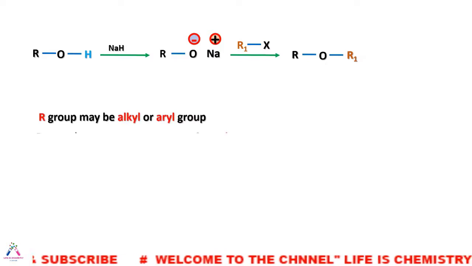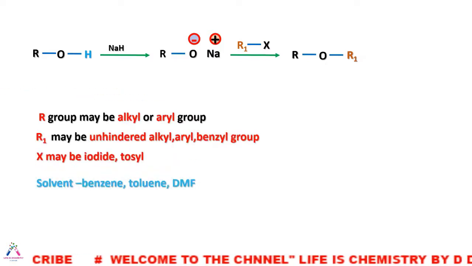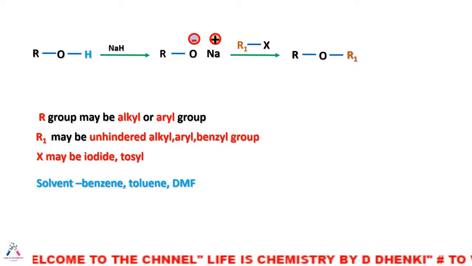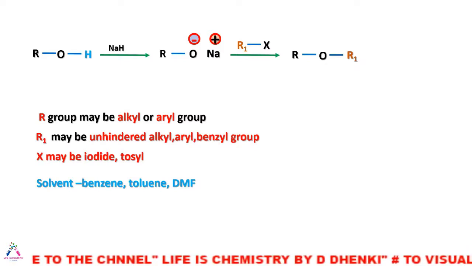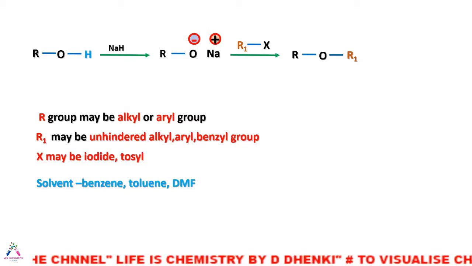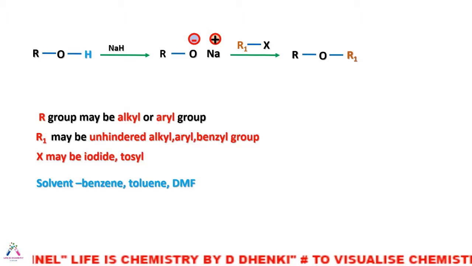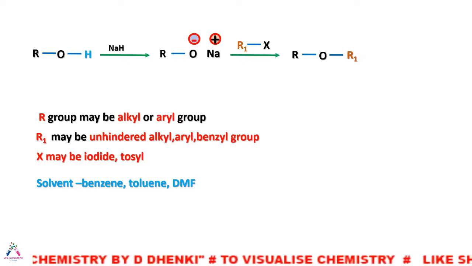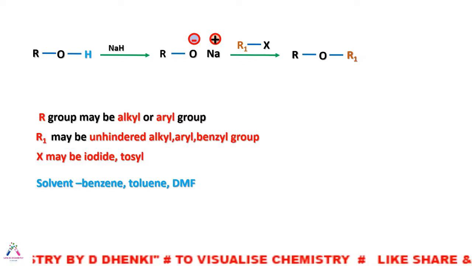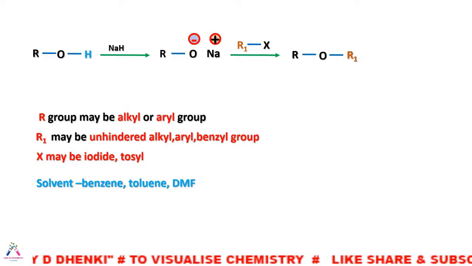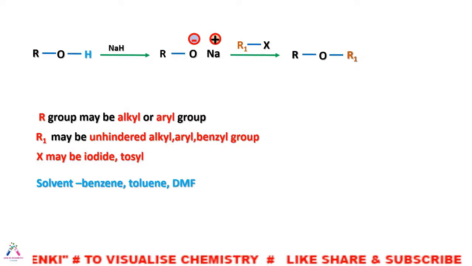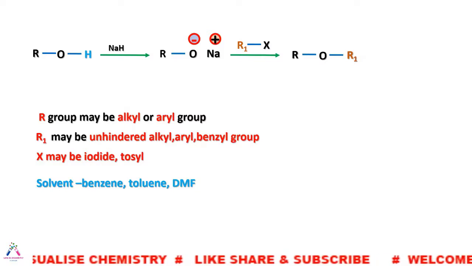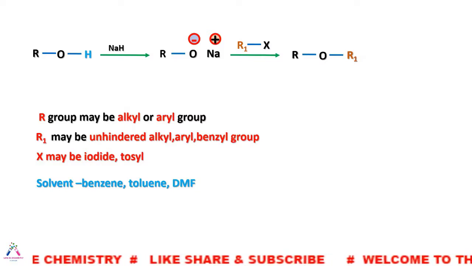Here the R group, which is coming from the alcohol portion, may be an alkyl or aryl group, and the R1 group may be an unhindered alkyl, aryl or benzyl group. Here X may be iodide or tosyl group. And for this reaction, we have to use some solvent. The solvent is benzene, toluene or dimethylformamide. It will be the solvent.